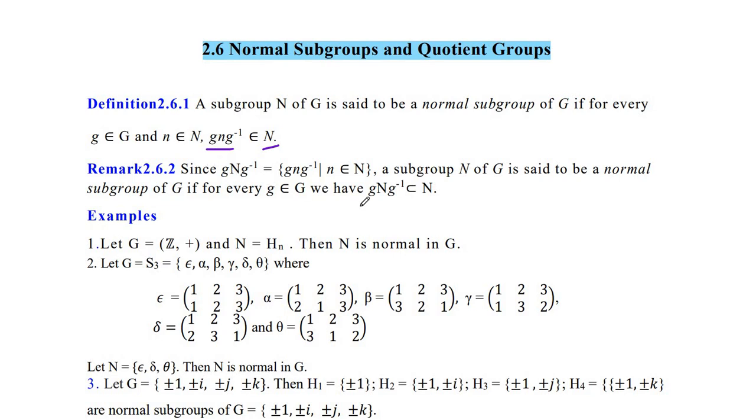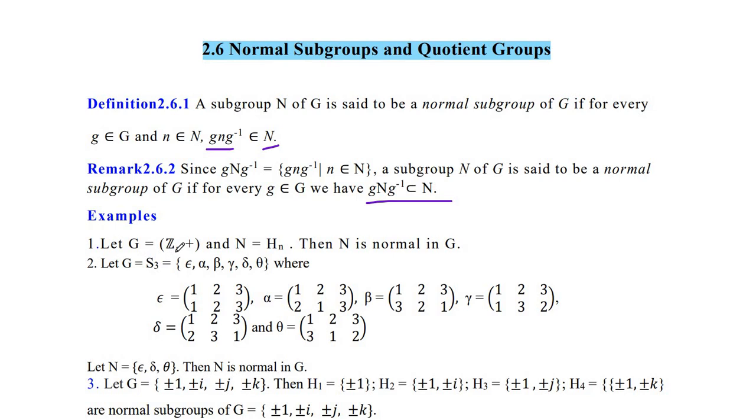Now we are going to have another description for the same definition in terms of sets. That is due to the definition of gNg⁻¹ given by this. And so a subgroup N of G is said to be normal in G if for every g in G, gNg⁻¹ is contained in N. Now we have these few examples.